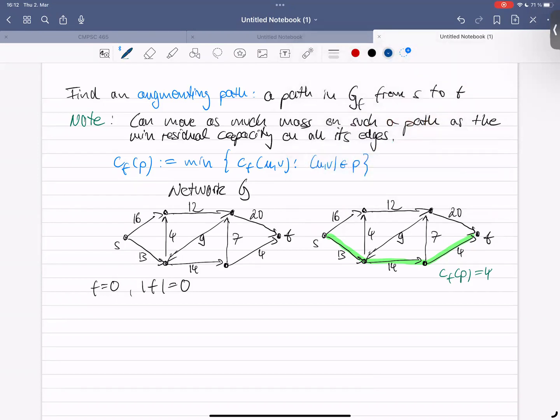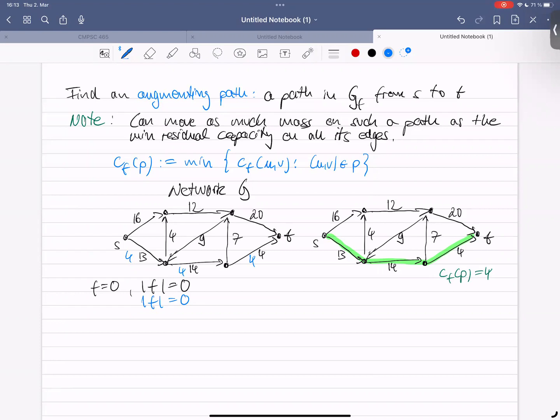We take 4 units and we ship these 4 units along this path in our original network, where flow is indicated in blue. This is 4, 4, and 4. So this is our new flow, which has value equal to 4 in the second iteration. We have increased the value of our flow, and as you can see, it still is a feasible flow. Capacity constraints are satisfied, and flow conservation too.